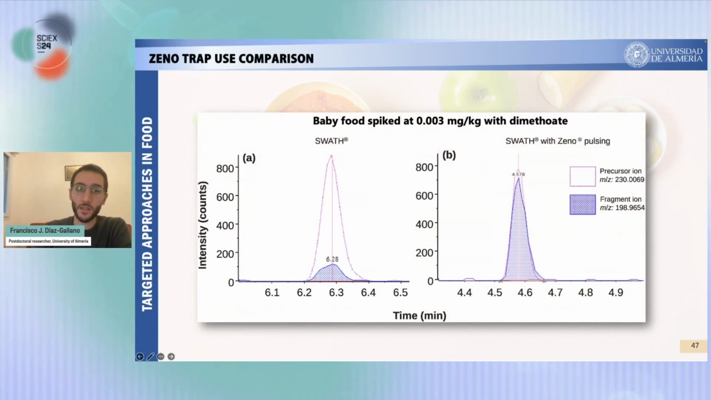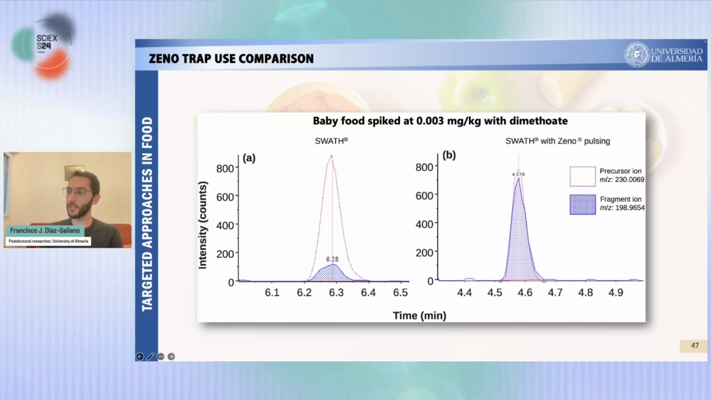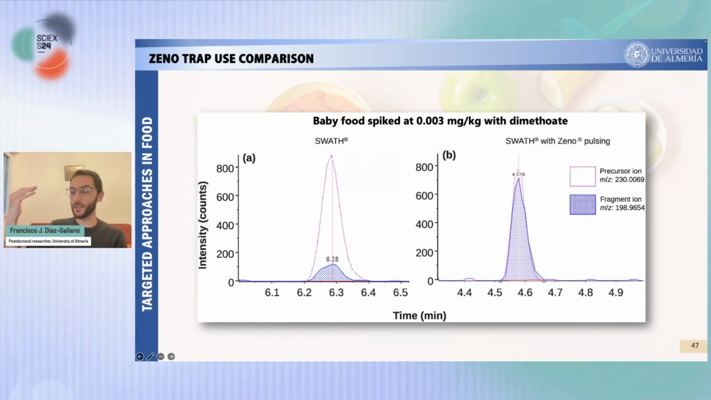Then we also evaluated the difference in signal intensity for the SWATH DIA method when using the XenoTrap. This is an example of dimethoate spiked at 3 ppb. On the left-hand side, you can see the precursor ion at about 800 counts, and the fragment ion has approximately 25% relative intensity with the XenoTrap off. Then we move to the right-hand side and analyze the same spiked sample. You can see that the precursor ion stays at the same level as expected, and that the fragment ion almost triples its intensity. So this is going to make the identification of compounds, both in targeted and suspect screening methods, much easier than without the XenoTrap.